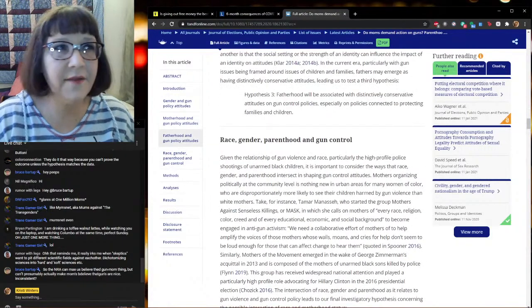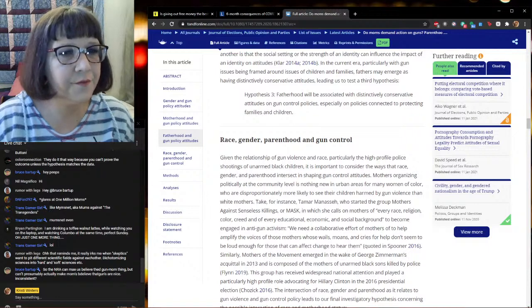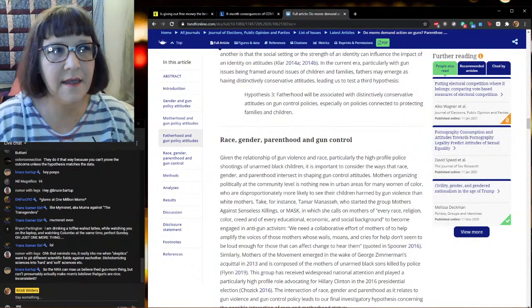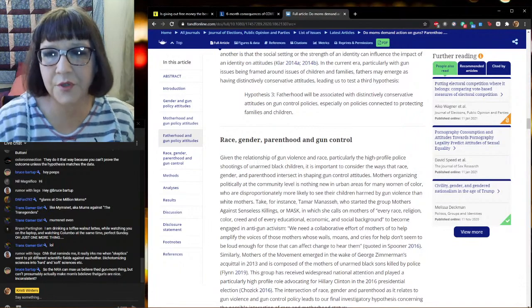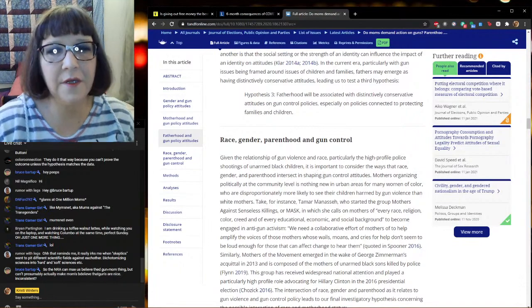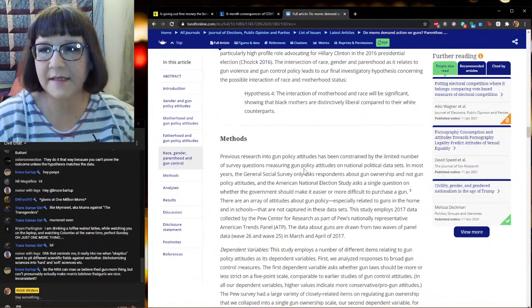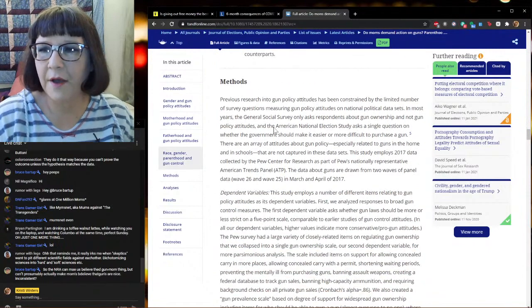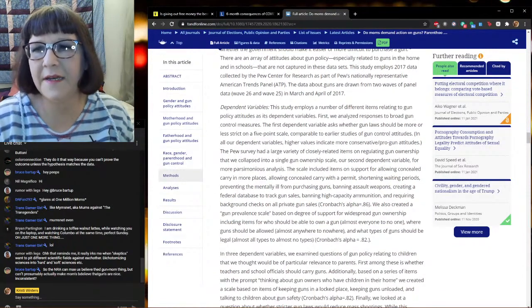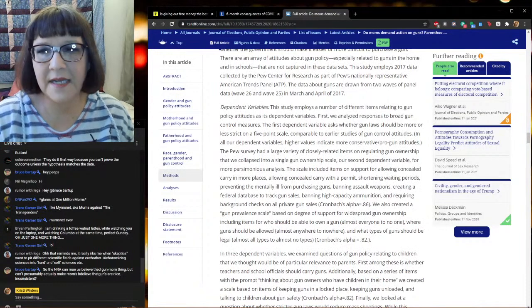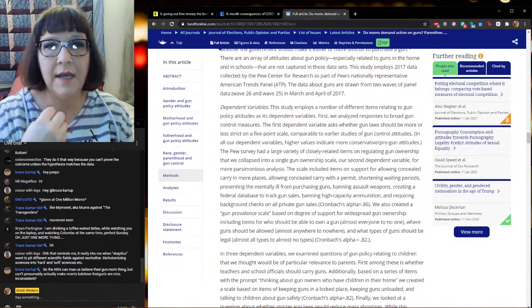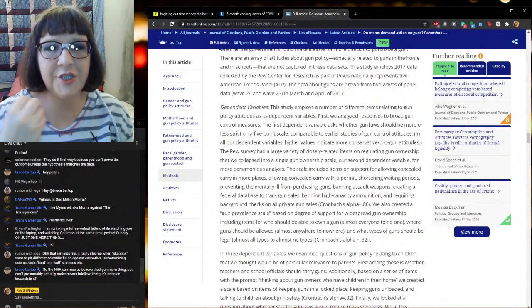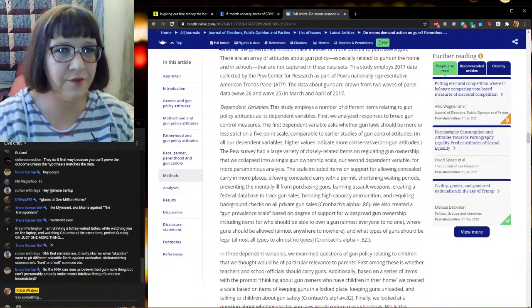And then once they've laid out the existing relevant studies and the hypotheses derived from those theories in those published works, then we can move on to the data and the method of analysis. So here they're going to talk about, this is so well written, the dependent variable. This study employs a number of items relating to gun policy attitudes as its dependent variable, the thing that changes that you want to investigate. That's your dependent variable.